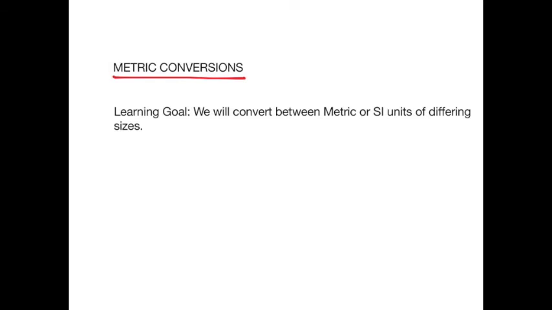In this lesson, we will be converting between metric units or SI units of differing sizes. The first example that we will look at is one in which we convert 15 meters into centimeters. Now 15 meters represents the base unit, and we want to convert it into centimeters with the prefix centi.